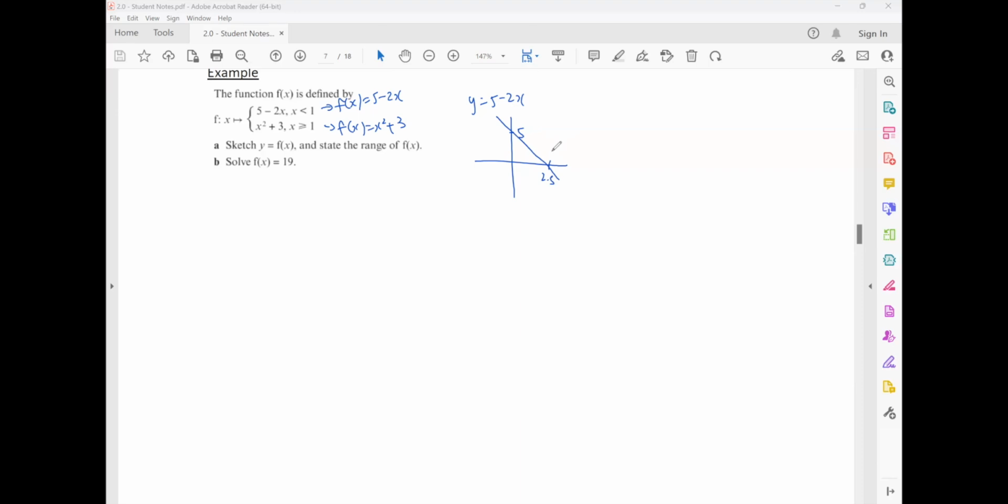Now, we have a special number here, which is when x is 1. So we do have to pay attention to that special number. When x is 1, y is 3. So if you've got a pencil, you can shade away this part, because we don't need that part, because x is less than 1. That means we can only include the part where x is less than 1 for this graph.